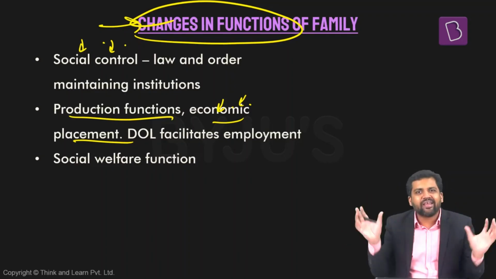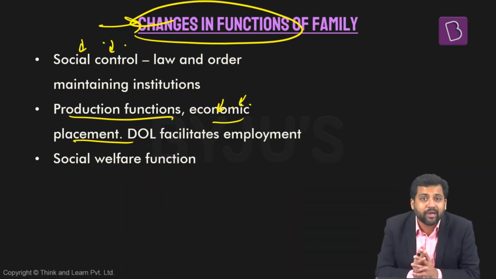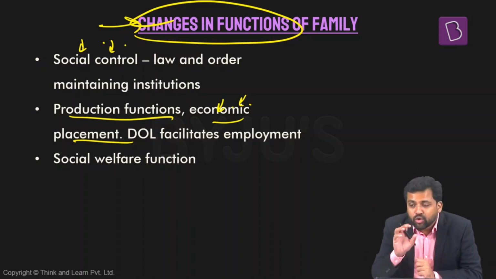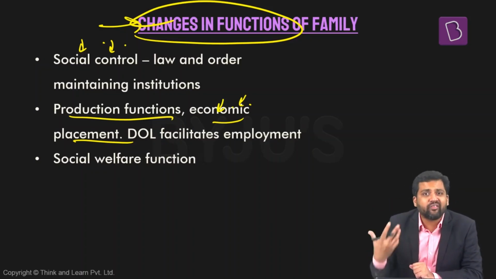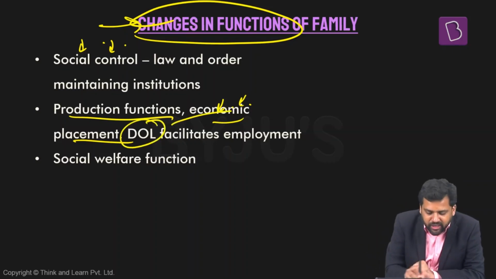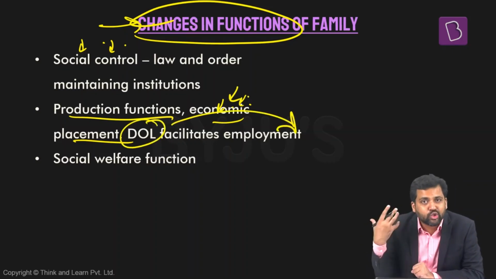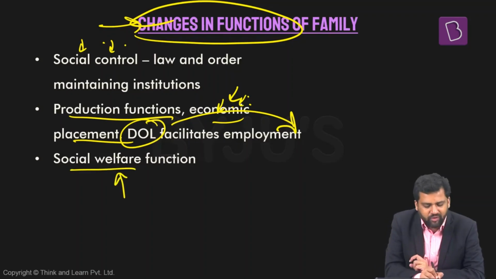Now you have division of labor. The entire economy is extremely specialized. Different kinds of tasks have to be carried out. Each task requires different kinds of skills. So now people go for specialized education. They will go to schools, they will complete their schooling, then they will go to colleges, they will complete that, and again, depending on the skills that they have acquired over a period of time, they will get placed. So division of labor is facilitating employment. The role of families when it comes to economic placement has gone down. Markets have taken control.